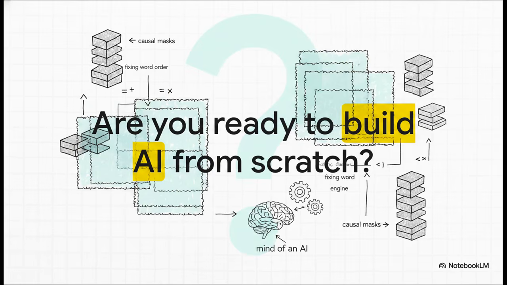We've seen exactly how stacking blocks, fixing word order with mathematical barcodes, and enforcing strict causal masks can take a simple attention mechanism and turn it into a powerhouse generation engine. It's just an incredibly elegant system once you break it all down. So I want to leave you with this final thought. Are you ready to download this repository, dive into the code yourself, and literally build the mind of an AI entirely from scratch? The blueprint is right there, waiting for you.